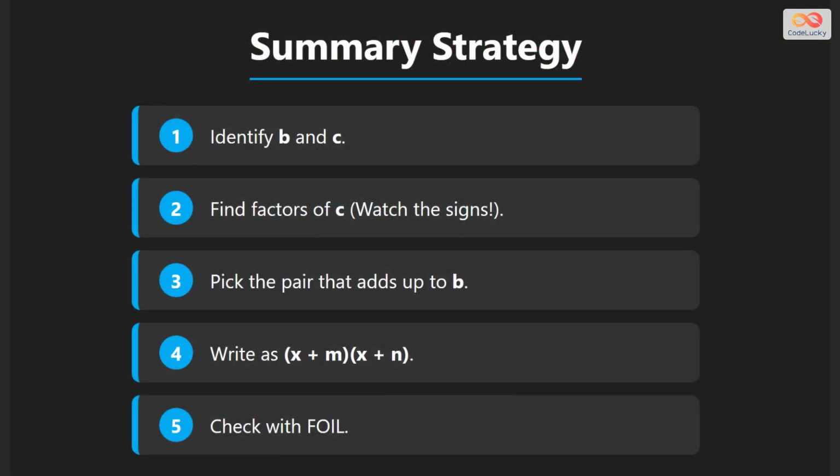To summarize, identify your b and c values. List the factors of c, paying close attention to the signs. Find the pair that adds up to b, write your binomials, and finally, check your answer. With a little practice, you will be doing this in your head in no time.